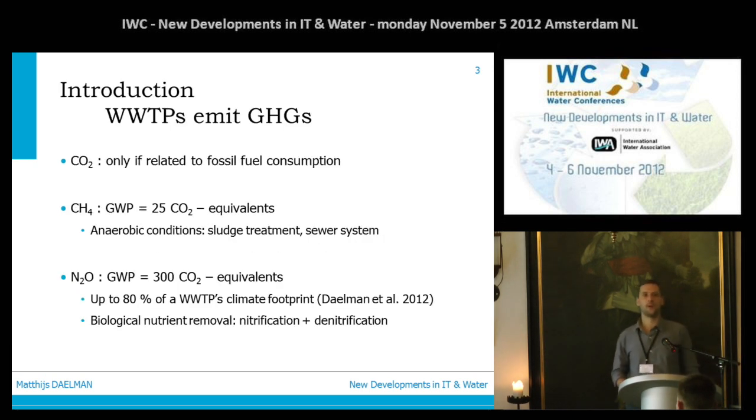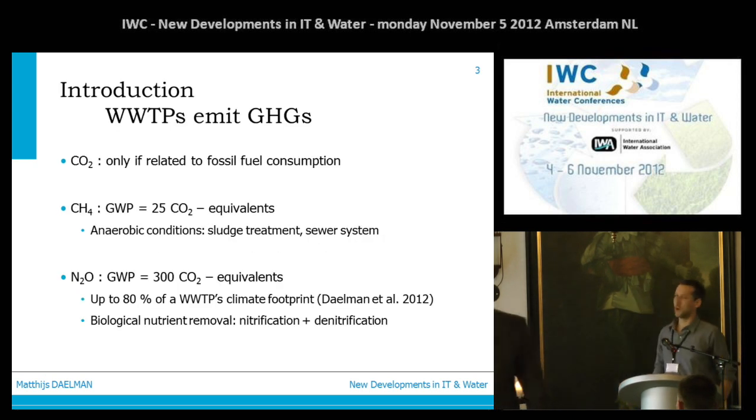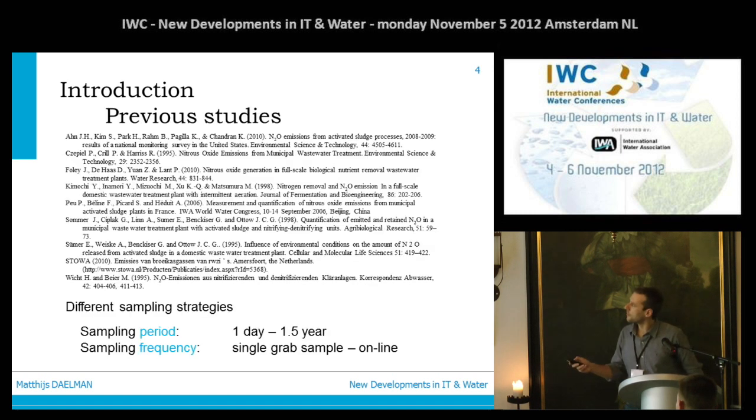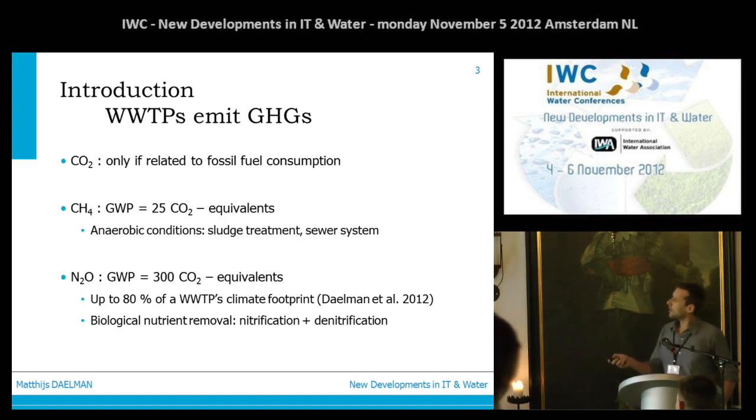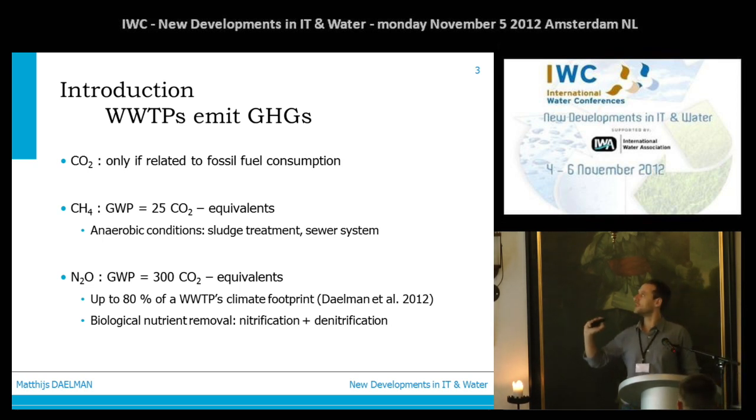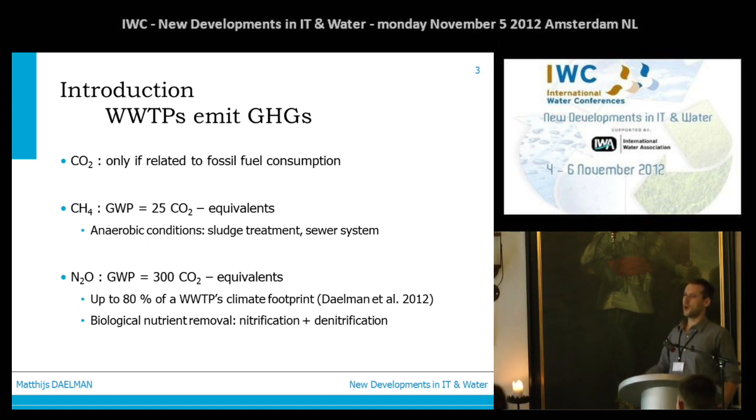So most of you are probably well aware that greenhouse gases are emitted from wastewater treatment plants. The first one is CO2, but this is a greenhouse gas only in as far as it is related to fossil fuel consumption. Then there's methane. Methane is produced in anaerobic conditions, such as during sludge treatment, but methane also enters a wastewater treatment plant after it has been formed in the sewer system, and subsequently it can be stripped from the plant.